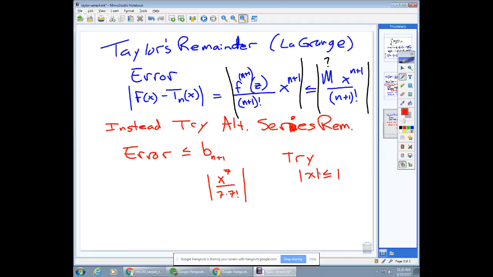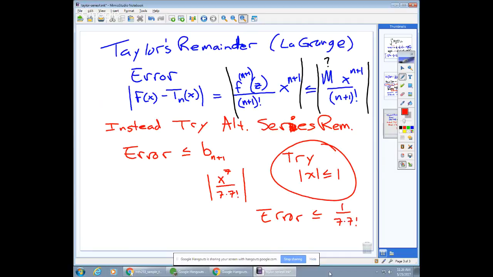If I restrict myself to only those x values, then I can say the biggest x can be is 1, right? So that's my worst case scenario for error. So then on this interval, my error is going to be less than or equal to 1 over 7 times 7 factorial.